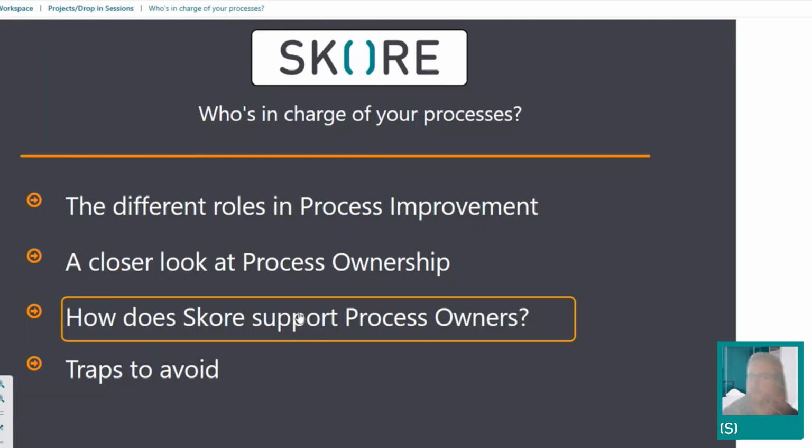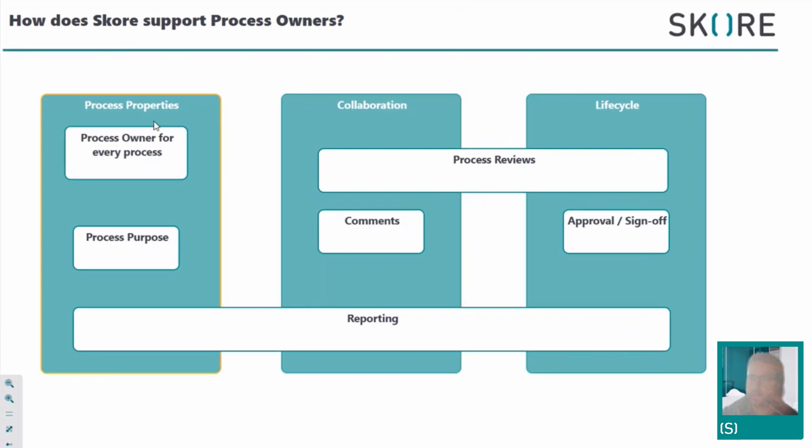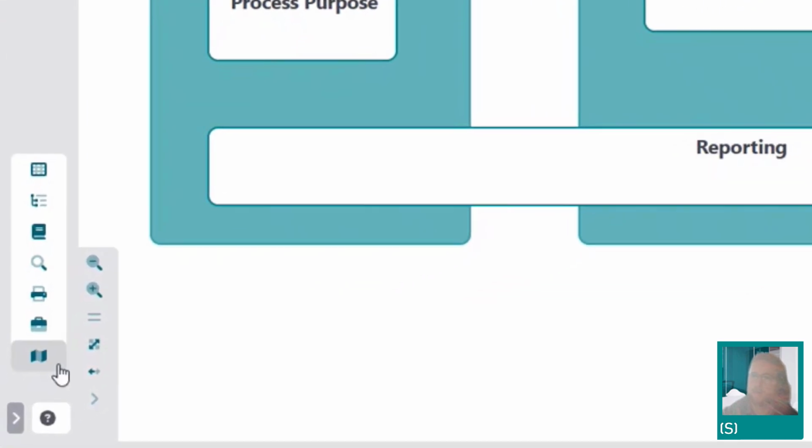How does Skore support process owners? So this page started really simple this morning, but I've kind of elaborated, and the more I look at it, the more it gets complicated, but hopefully it also just breaks down some simple stuff. So in Skore, every process, and what we call a process is a collection of diagrams, has a process owner.